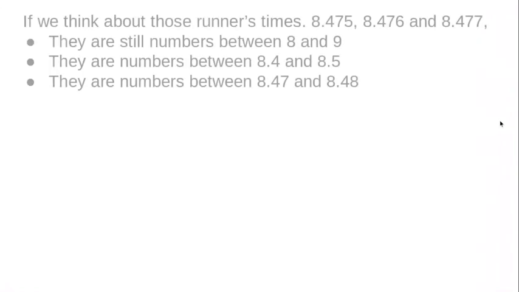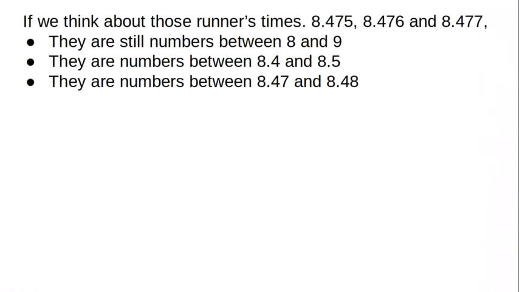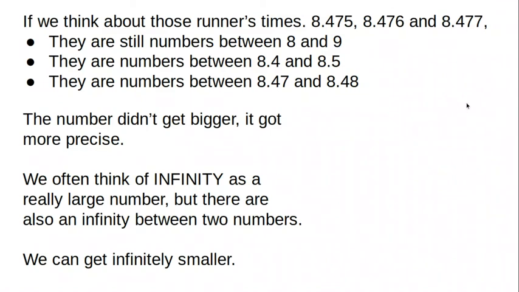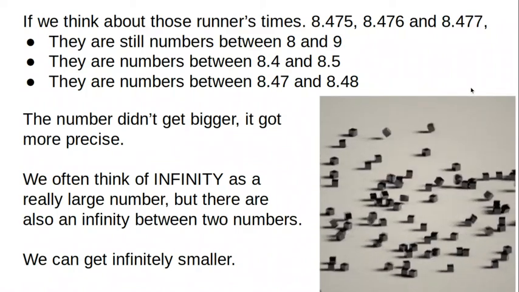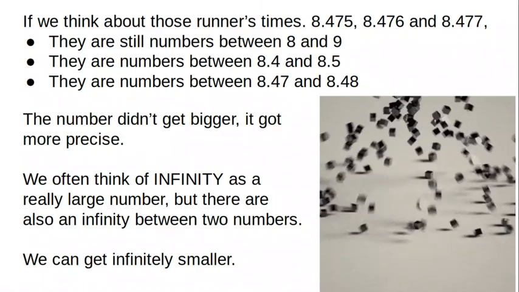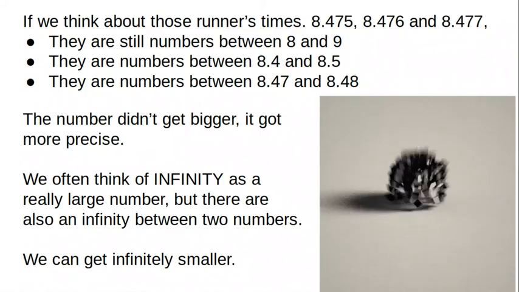Okay. So if we think about those runners' times, 8.475, 8.476, and 8.477, they're still numbers between 8 and 9. They are still numbers between 8.4 and 8.5, and they're actually numbers in between 8.47 and 8.48. So really, the number didn't get bigger, it got more precise. So we often think of infinity as a really large number, but there's also an infinity between two numbers. We can get infinitely smaller. And I think this little graphic really shows it, because we can keep zooming in and getting infinitely smaller and smaller and smaller.